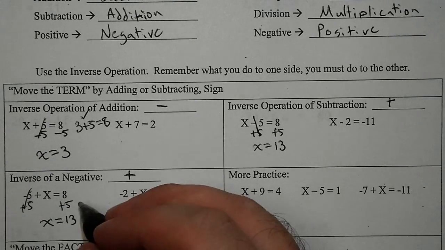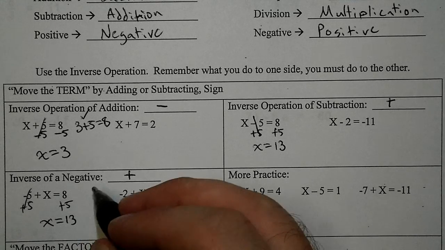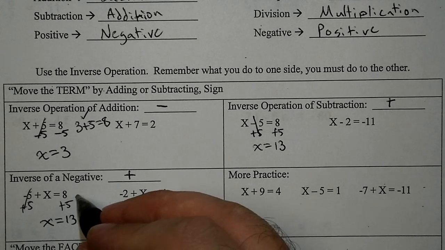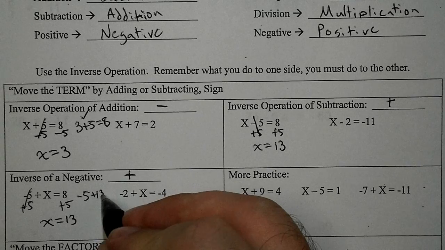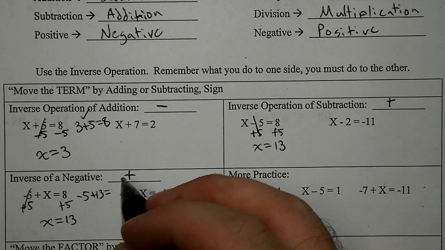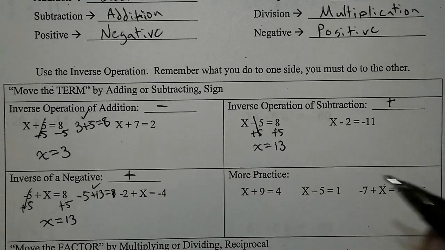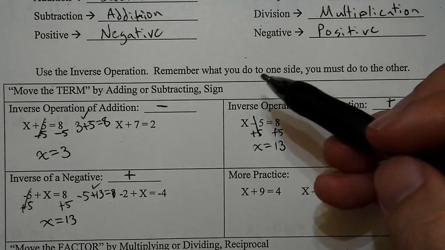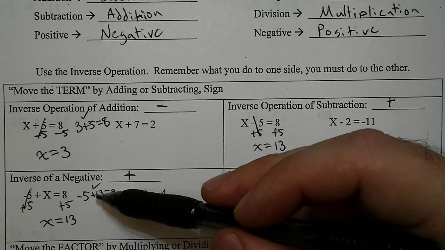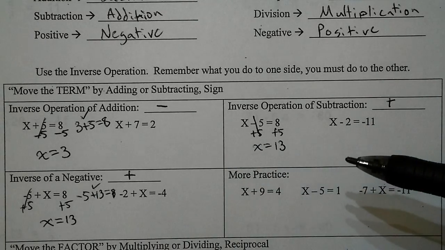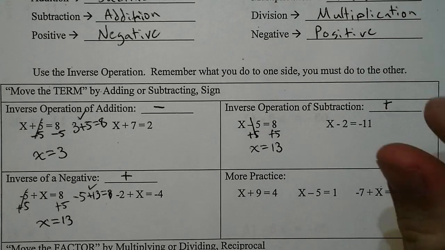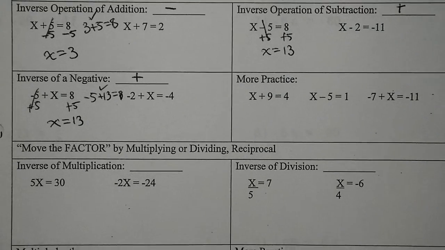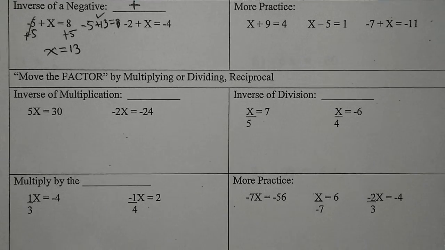And once again, we can check it. Let's do negative 5 plus 13, and that does come out to 8. Each time, if you're unsure, just plug it in. You can use a calculator to check your work. Now, let's move on to the bottom.